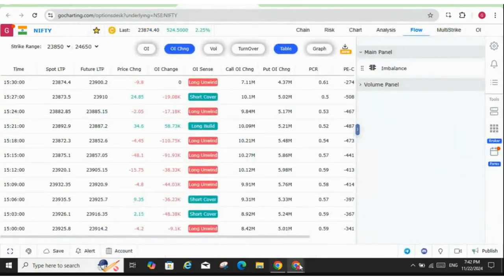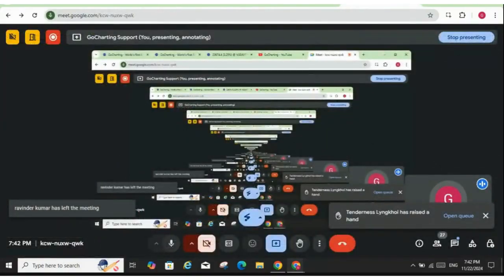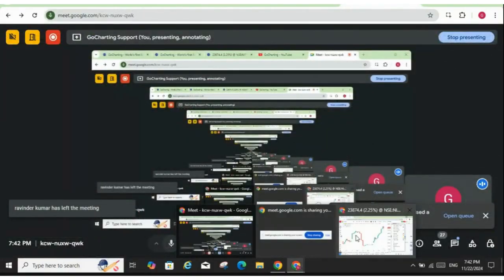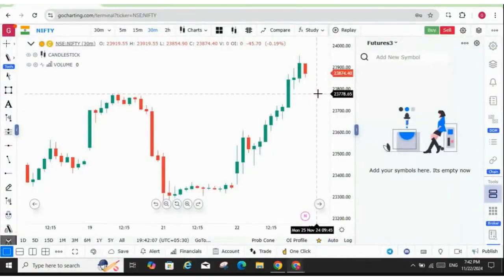Okay, yeah. So I hope my screen is visible, guys. Yes, right. So you can import tickers in bulk.